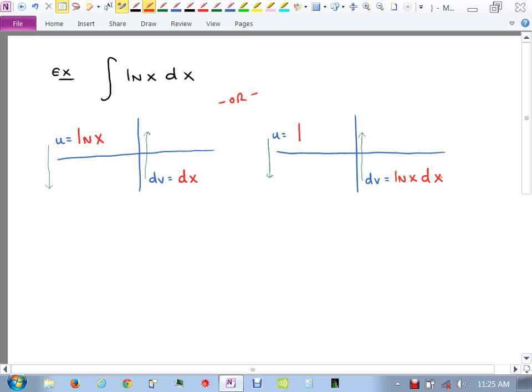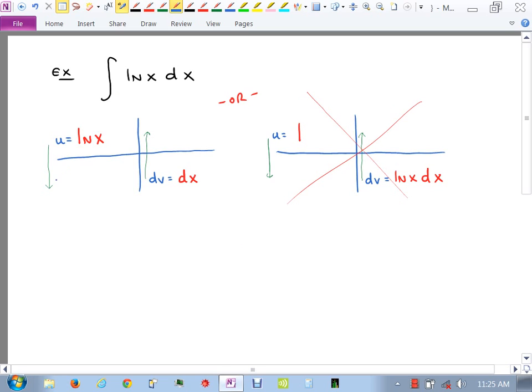You could do that, but what's wrong with that? Look at what you have to do to go from dv back up to v. Isn't that the original problem? Isn't it? So there's no way you're going to do it because that's what you're trying to do to start, right? But you could break it up that way. I just want you to see that you could have. It just won't go anywhere. So this is going to fail. So our only real choice of u is natural log x.